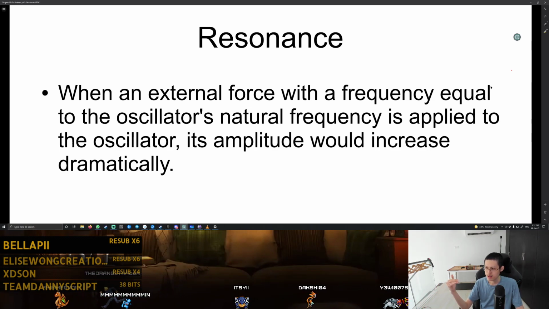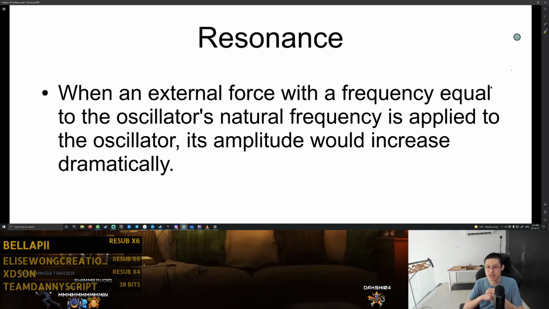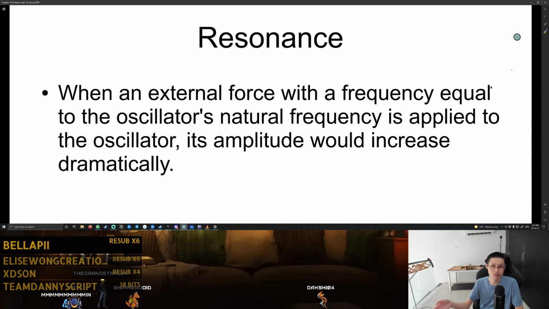Sometimes you might notice that your furniture would start to vibrate when that happens, or maybe your ceiling would start to shake quite a bit. That's because resonance is happening, because the natural frequency of the ceiling equals the frequency of the subwoofer.